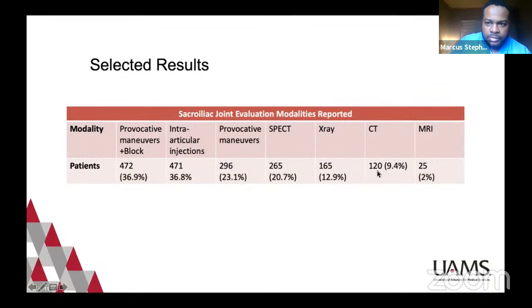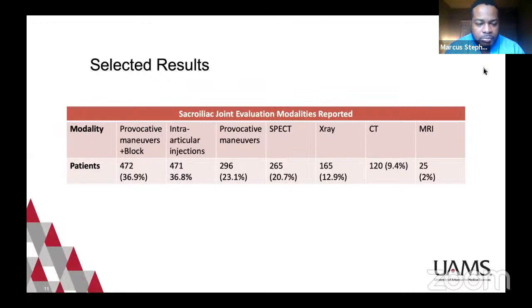Okay, this is another key point that I thought was important in this article. So they also looked at the modality that was used in order to actually evaluate the sacroiliac joint pain after the spinal fusion. So only 37% of the patients that were reported underwent both provocative maneuvers or some type of a SI joint block. And then once again, 37% of patients that were reported, the article said that they underwent intra-articular injections, which we know is kind of the gold standard, if you will, or the preferred method for evaluating SI joint pain and dysfunction.